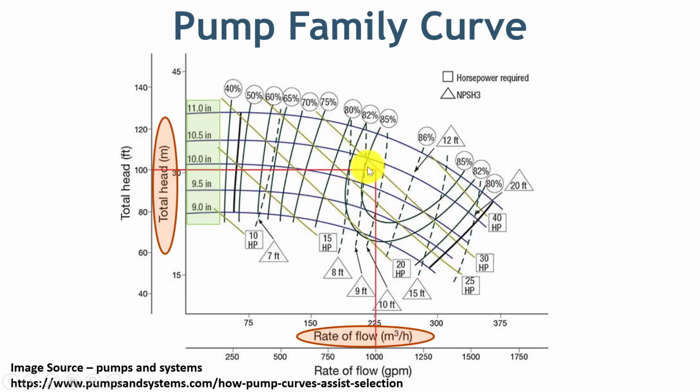Let's say you want a pump with 30 meter head and 225 meter cube per hour flow rate. This is your normal duty point. We want our pump to run at the best efficiency to save running and maintenance cost over a long period of time. You can now see that if you select the pump with an impeller diameter of around 10.25 inches, a 30 HP motor will fulfill your requirements. You have to maintain more than 9 feet of head at the suction to avoid cavitation. This is how you select the pump.